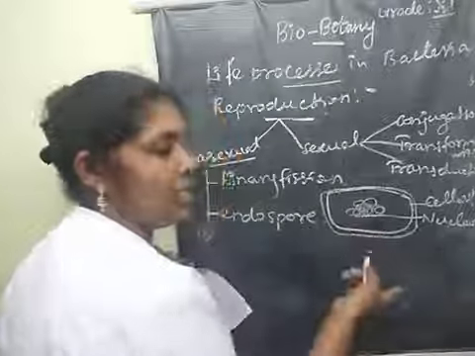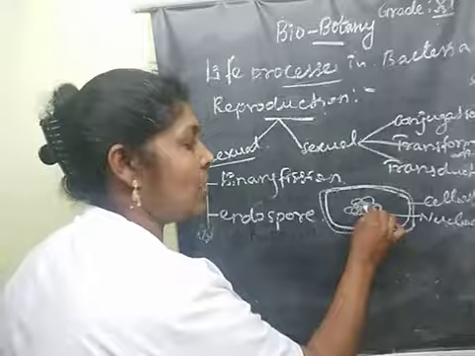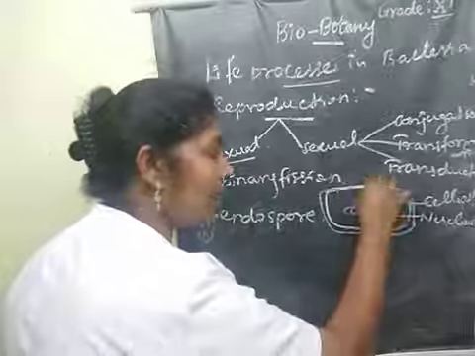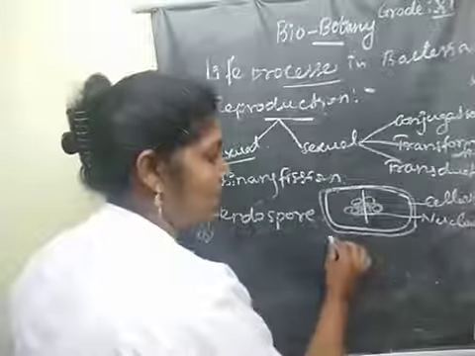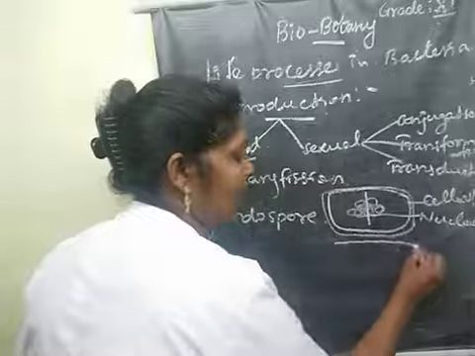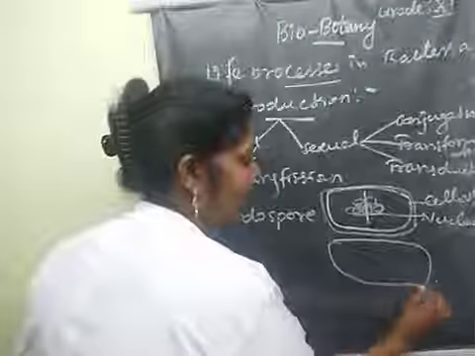What will happen in the first step? The nucleoid is divided into 2. So what will happen in the next stage? This is the cell wall region.